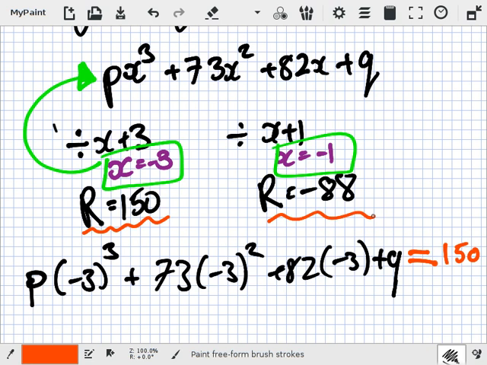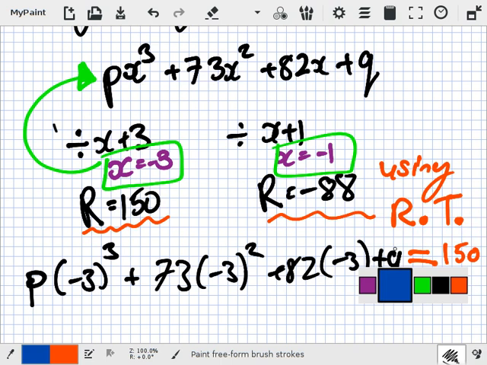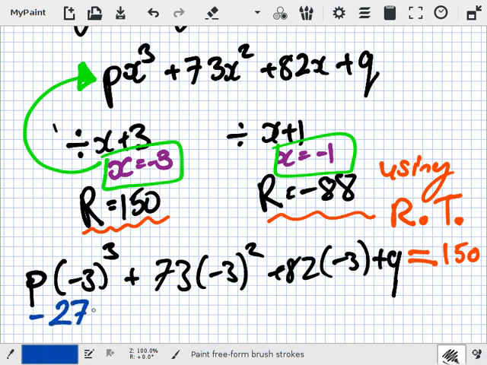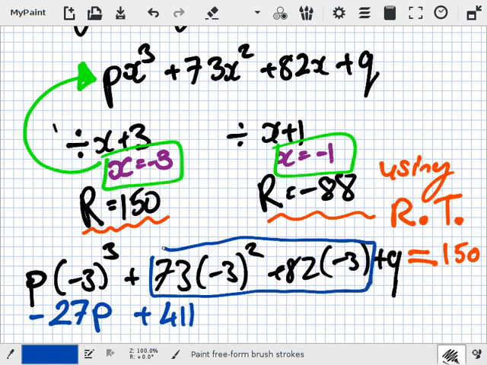What's that called? What are we using here? We're using the remainder theorem. Right, we'll have to calculate now. This will be minus 27p. Good gracious, what's this? 411, okay. It's both of them. Oh, you put these two together, thank you. So together that makes 411 plus q equals 150.